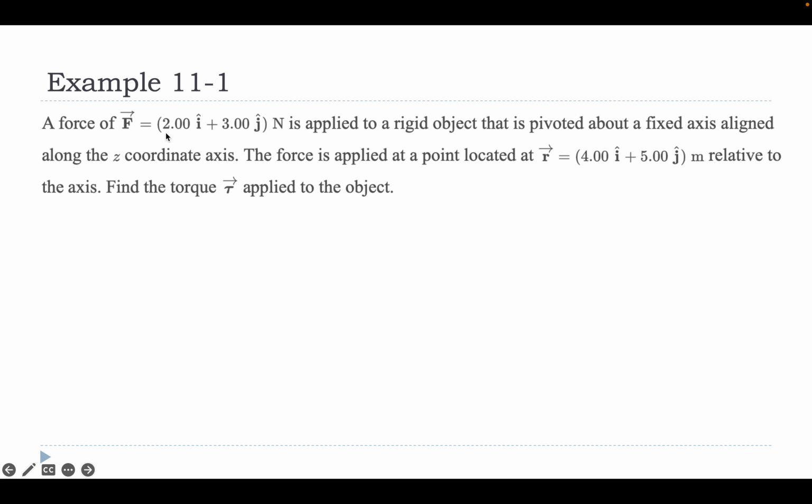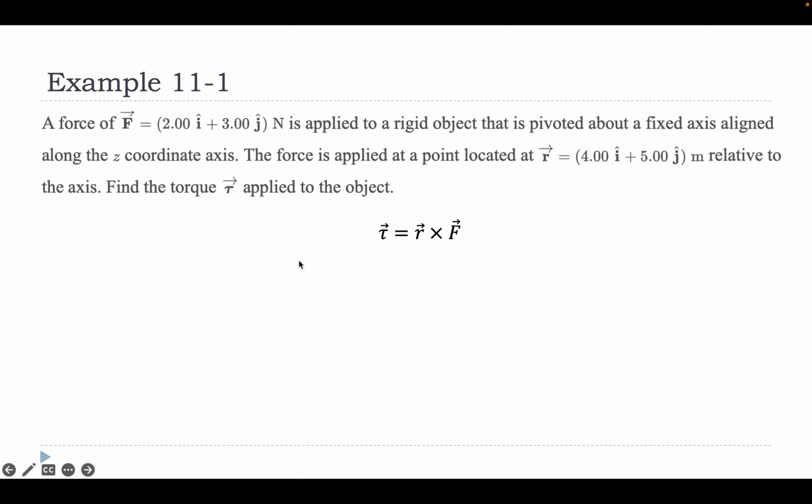Example, we have a force that has 2 units of force along the x direction and 3 units of force along the y direction. It's applied to a rigid object that's pivoted about a fixed axis aligned along the z-axis. So basically you could think about it as that previous picture with the disk. And so we know the force is acting sort of along this direction. The force is applied at a point that's located at a distance of 4 meters along the x direction and 5 meters along the y direction relative to that central axis. And we want to find the torque that's applied to this object.